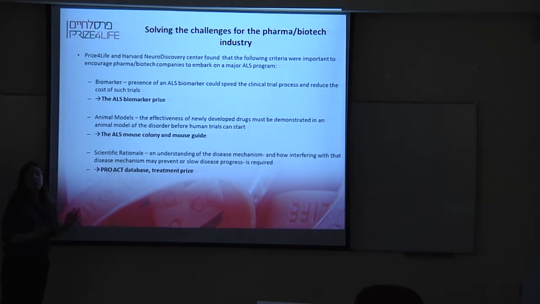So we had a workshop with representatives from industry and academia, and that's what they highlighted as the biggest need: if they could actually see if a treatment is effective. Without that, it's very hard to work. So the biggest barrier would be a biomarker. And the first thing that Prize for Life did, the first thing that Avi started when he started Prize for Life, was the biomarker prize. So a $1 million prize to whoever will develop a biomarker that can really predict disease progression.